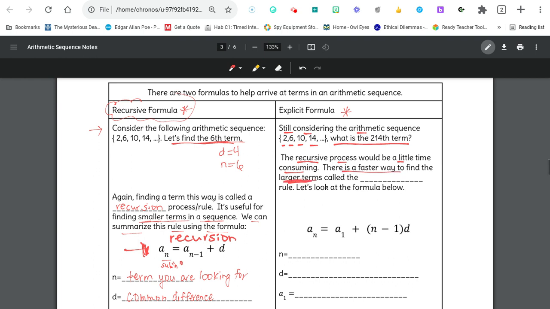So underline this: there's a faster way to find larger terms called the explicit rule or the explicit formula.